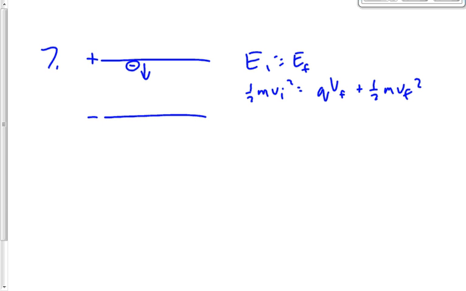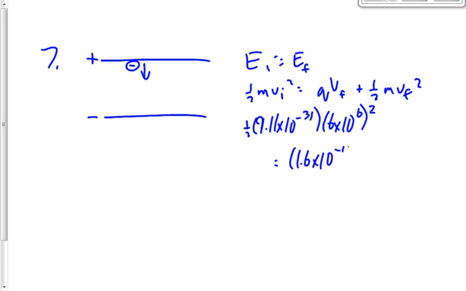Now let's say it's an electron, 9.11 times 10 to the minus 31. It starts at a speed of 6 times 10 to the 6. Don't forget to square that. The potential difference is 20 volts, and we're solving for VF there.